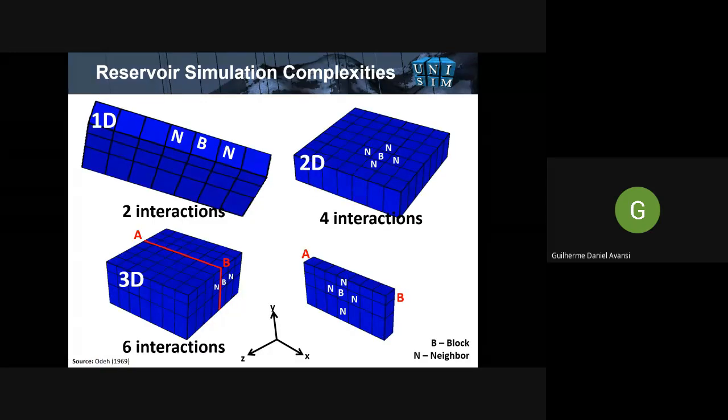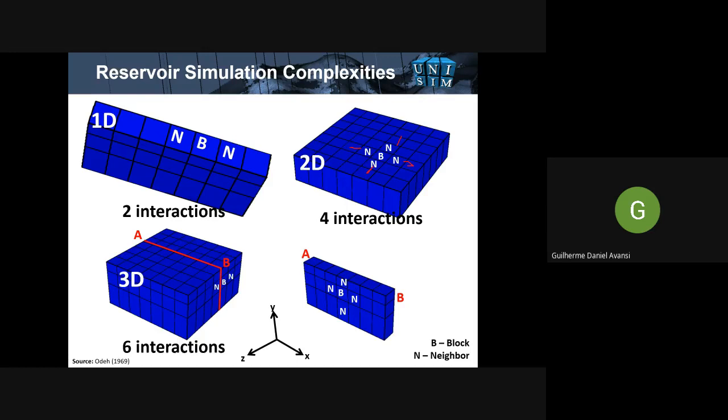So when we move from 0D, that is the tank model, to 1D, what do we have here? We need to solve all the equations. We have the block where we want to solve the equation, and we have the neighbors. The neighbors here are just in the horizontal direction. Okay, this is the 1D. When we move to 2D, now we have our block, and we have 4 neighbors. Because we have the neighbor in this direction, the neighbors in these directions here, and the neighbor here. Okay, so we have 4 directions here.